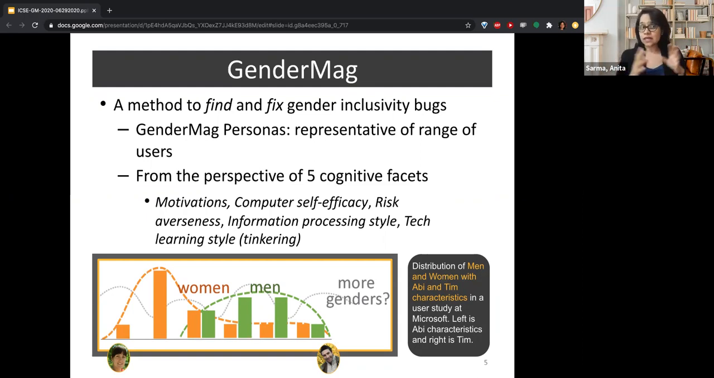Here is an example from one user study where oranges show women and green represent men. This was a study that had only 2 genders. And as you can see from the distribution, more women in this study tended to be Abby-like problem-solving styles, whereas more men tended to have Tim-like problem-solving styles. And if you can see from the distribution, if the tools are created by Tims for the Tims, it leaves behind the Abbies. And because more women showed Abby-like problem-solving styles, this becomes a gender inclusivity problem.